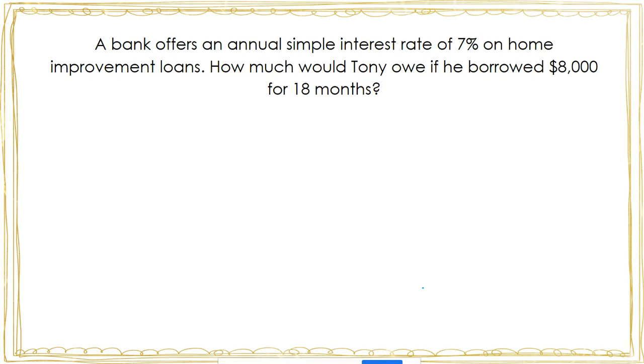This problem says a bank offers an annual simple interest rate of 7% on home improvement loans. How much would Tony owe if he borrowed $8,000 for 18 months? So let's look at what we have.